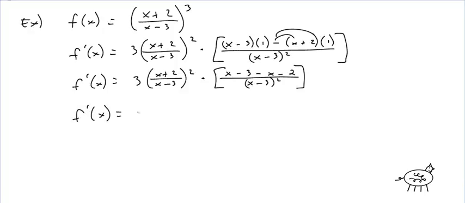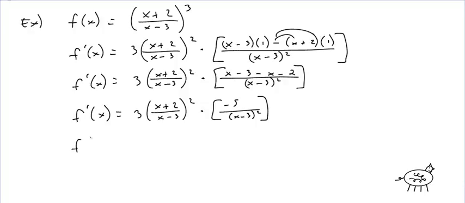So we get, let's keep writing here, (x plus 2 over x minus 3) squared, and it's times, the x's cancel, and you guys agree we get negative 5 over (x minus 3) squared. Okay, and let's keep going here. I guess we can show a little bit more work here.